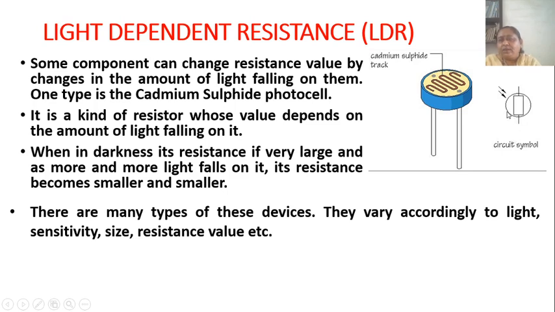That is the symbol. It is a kind of resistor whose value depends on the amount of light falling on it. In darkness, its resistance is very large, and as more and more light falls on it, its resistance becomes smaller and smaller. There are many types of these devices. They vary according to light sensitivity, size, resistance value, etc.